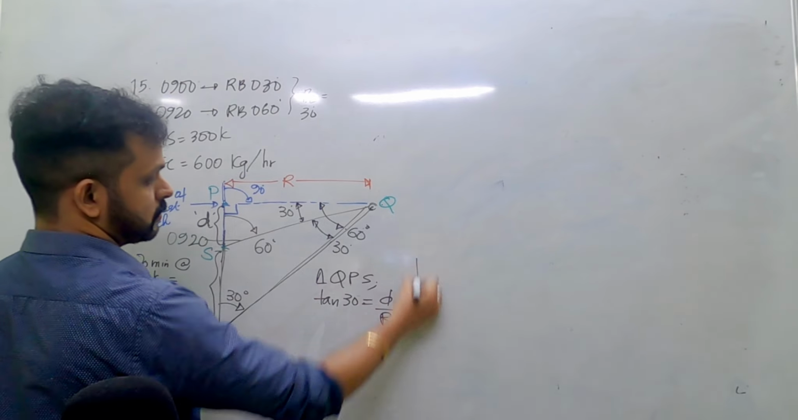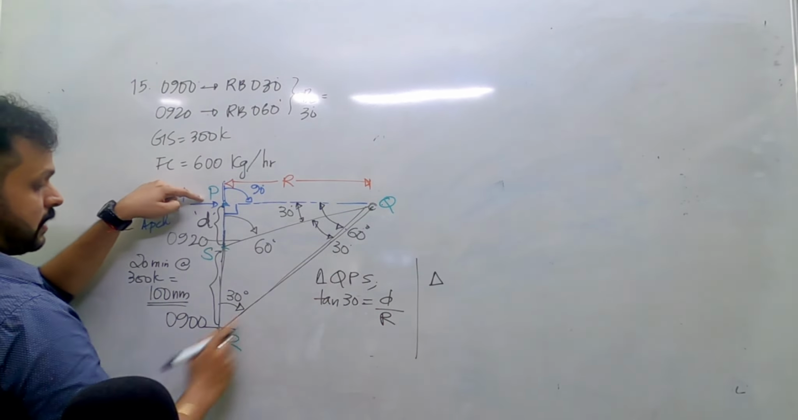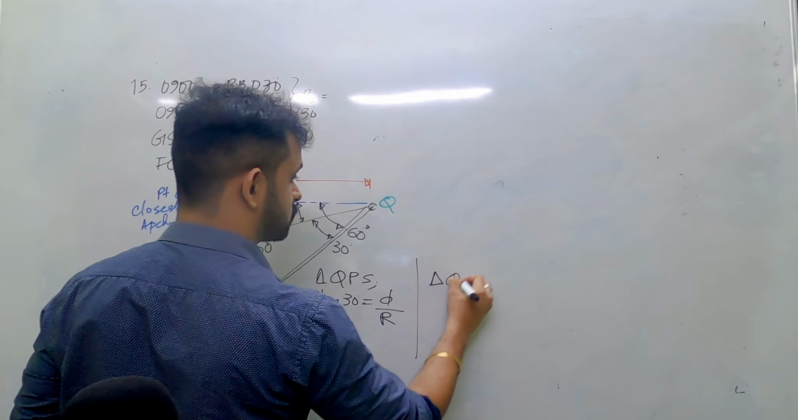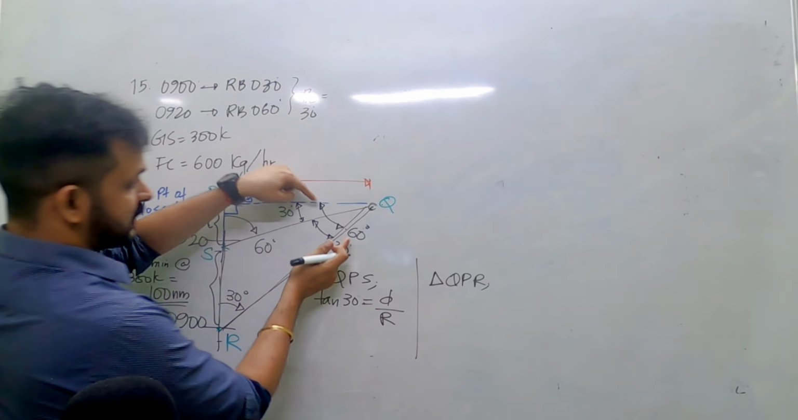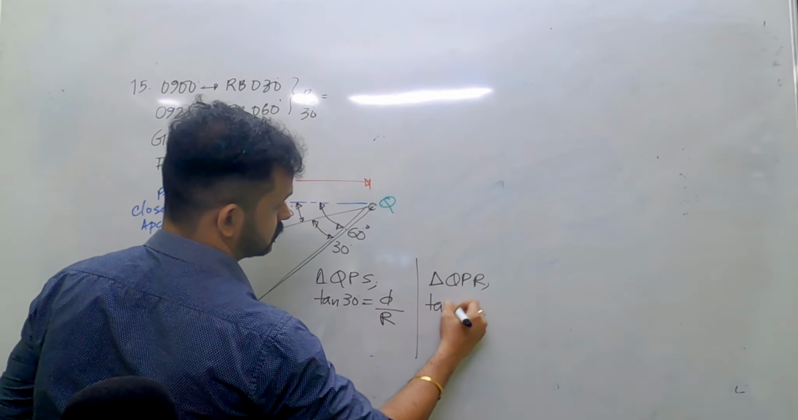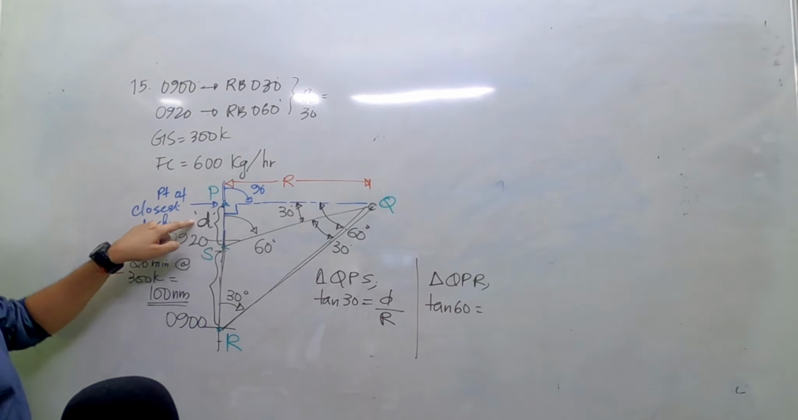Alright. Taking another triangle here, triangle QPR, right angled at P. Again, I can take tan 60. And again, the opposite side is 100 plus D.